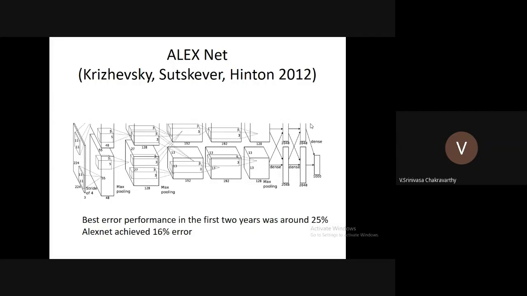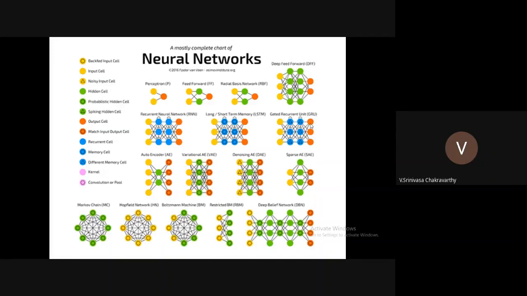Whereas the best error performance in the first 2 years after the competition was announced was about 25%, AlexNet, this network by Krizhevsky, Sutskever, and Hinton, was able to achieve 16% error. So it was a major breakthrough. It's a huge deep network. I'll discuss the architecture of CNN later, when I have a separate class on CNN, in that context.